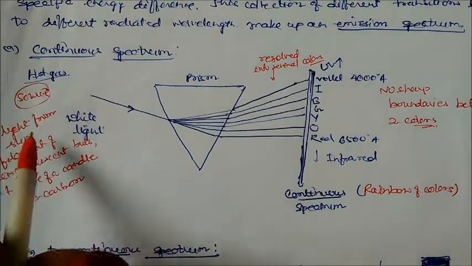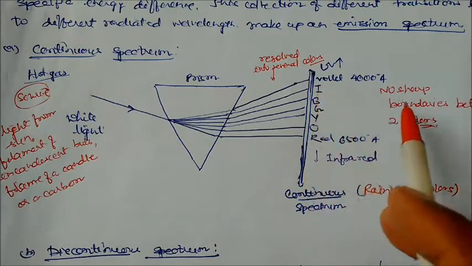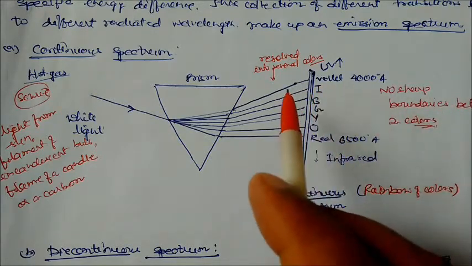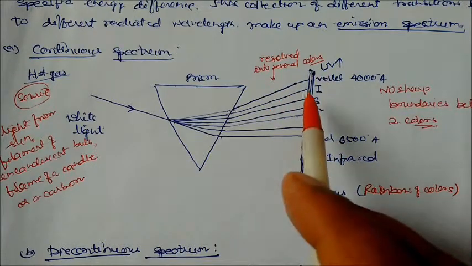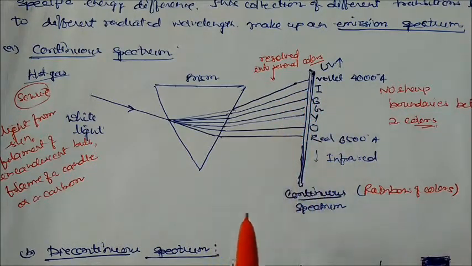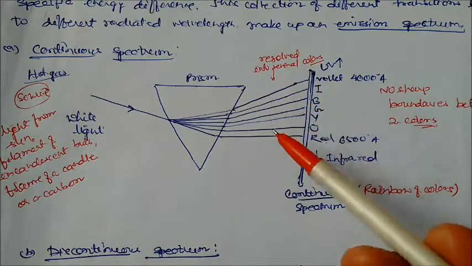This is hot gas. The light coming from it gives a continuous spectrum. In this spectrum there are no sharp boundaries; we cannot distinguish between them. One wavelength finishes, then the second wavelength starts, then the third starts, as we have seen in the rainbow. That's why it is called rainbow colors, a continuous spectrum. So in a continuous spectrum, these wavelengths are continuous in nature.